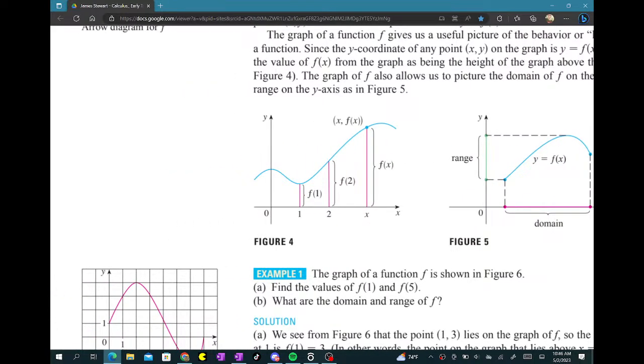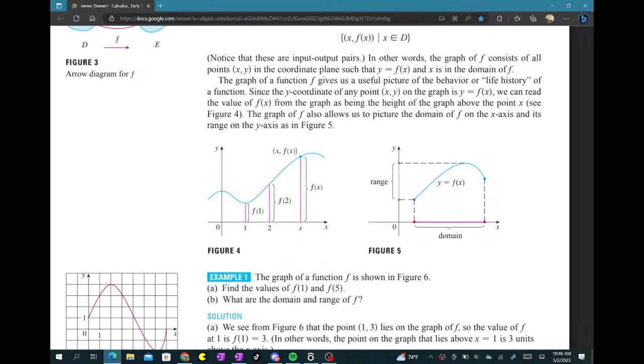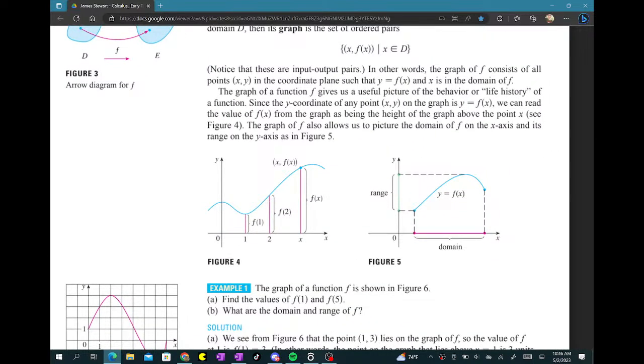Let's see here. The graph of f also follows us to picture. Right, so right here it says the graph of a function f gives us a useful picture of the behavior or life history of a function. Since the y-coordinate of any point x, y on the graph is y equals f of x, we can read the function f of x from the graph as being the height of the graph above the x point.